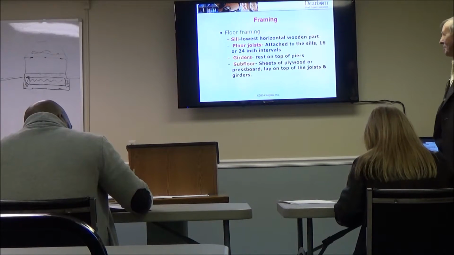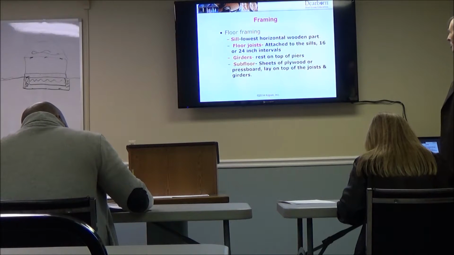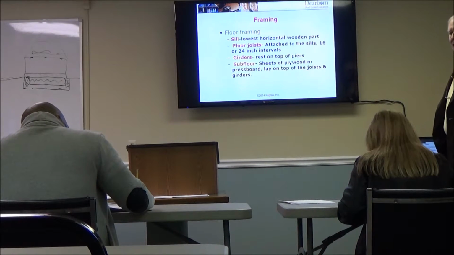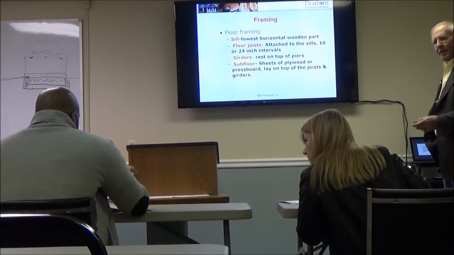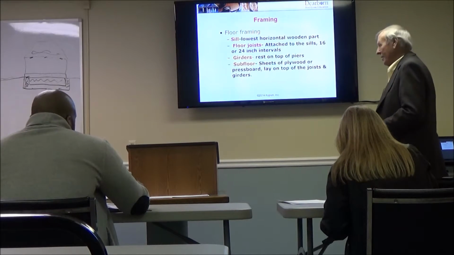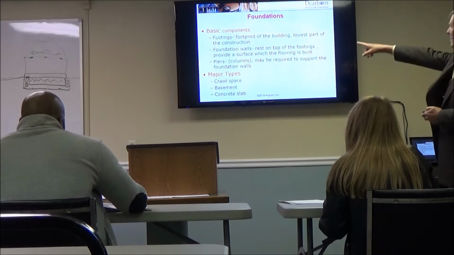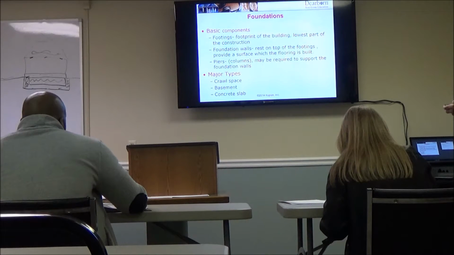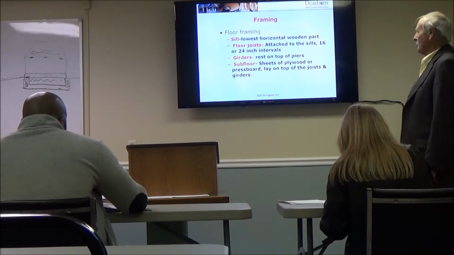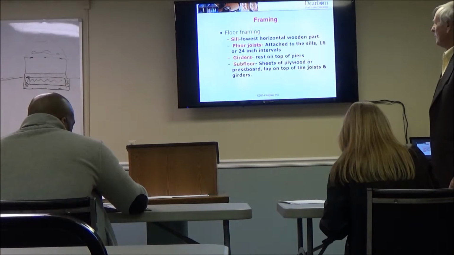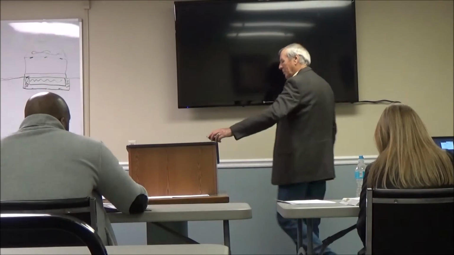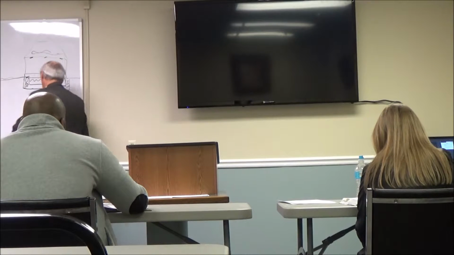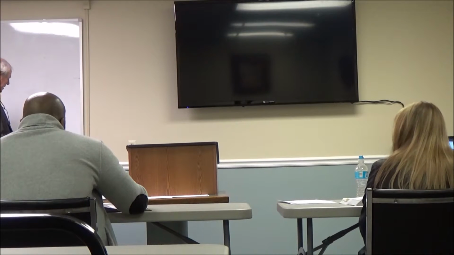Now, once the sill's down, floor joists are going to be attached to the sills, 16 to 24 inch intervals, depending on what they're building. Footings, the lowest part. Footing, it's right here. Footings, lowest part of the construction. Now, the sill is the lowest horizontal wooden part. Floor joists attached to the sills 16 or 24 inches apart. And let me show you what these floor joists look like. Here's a side view.